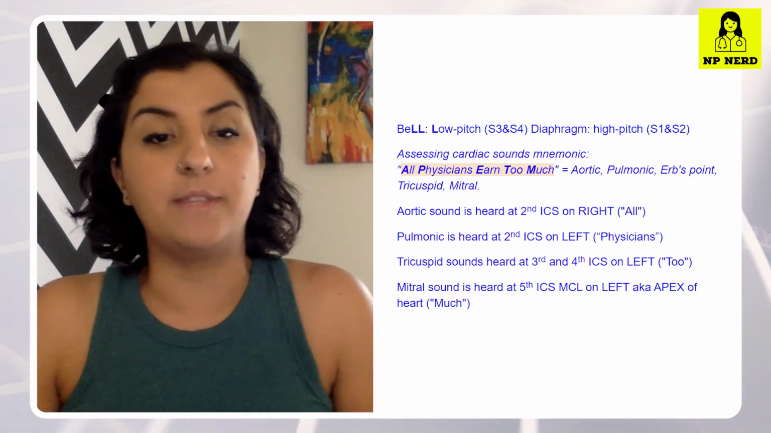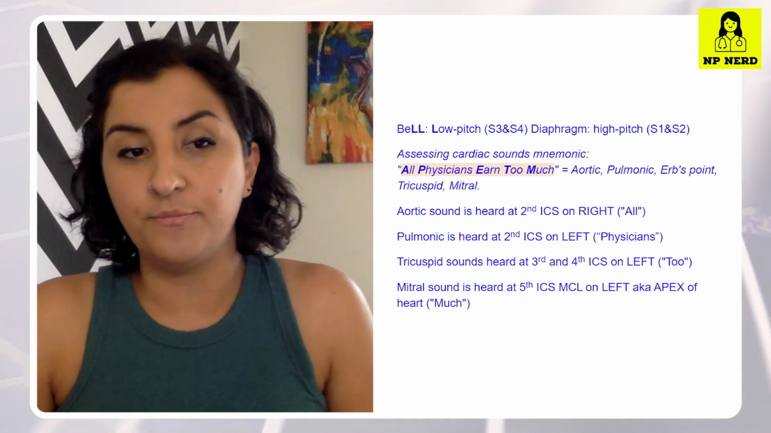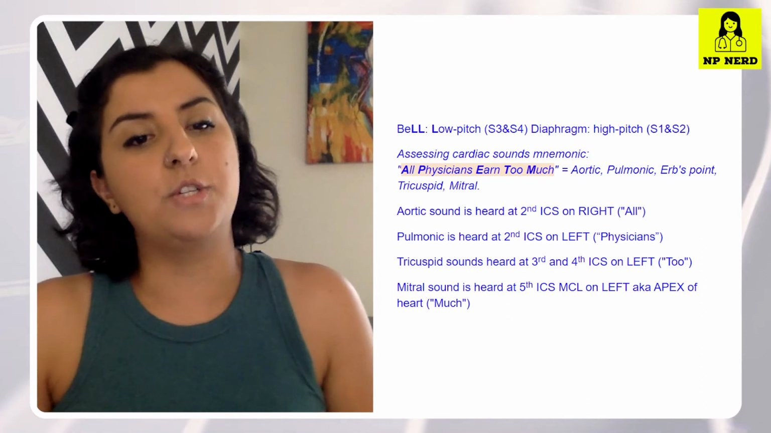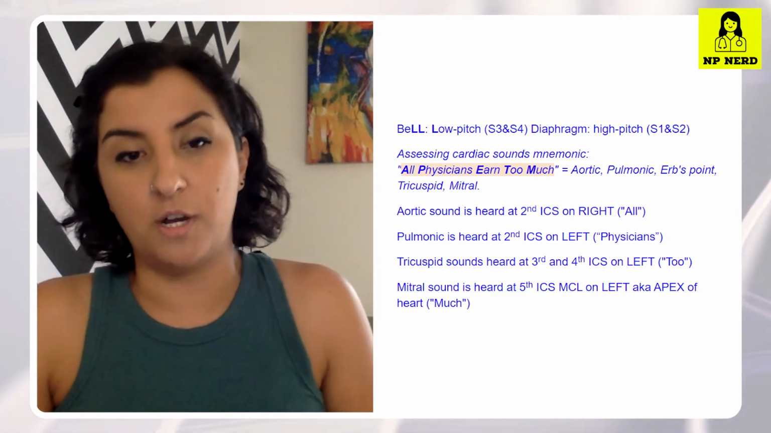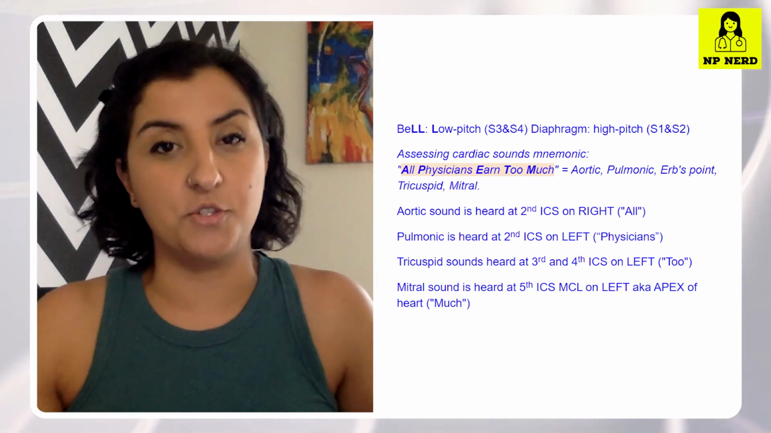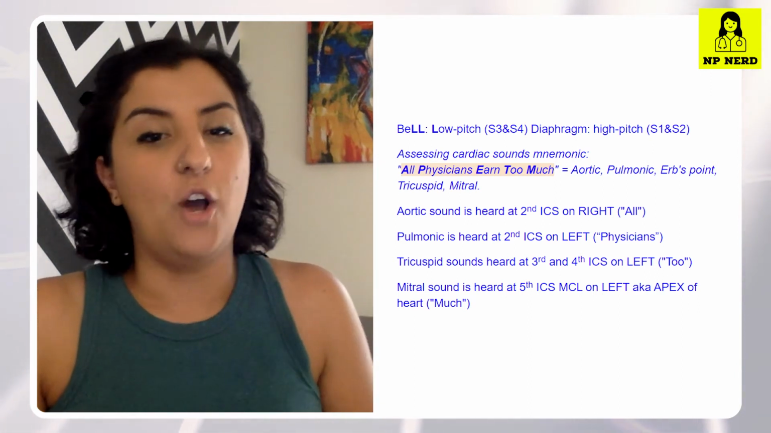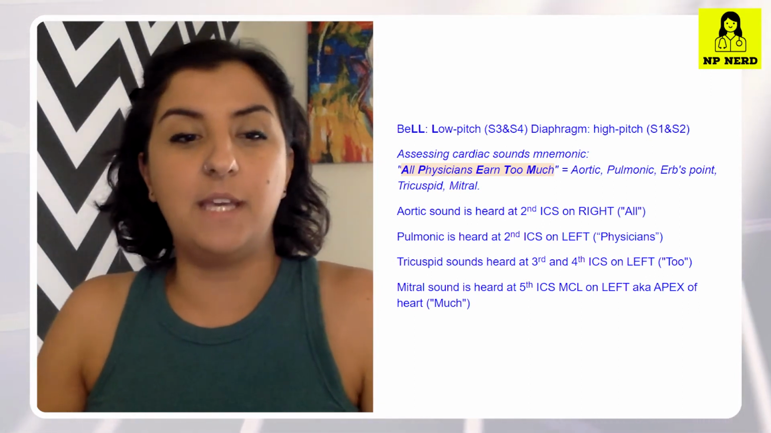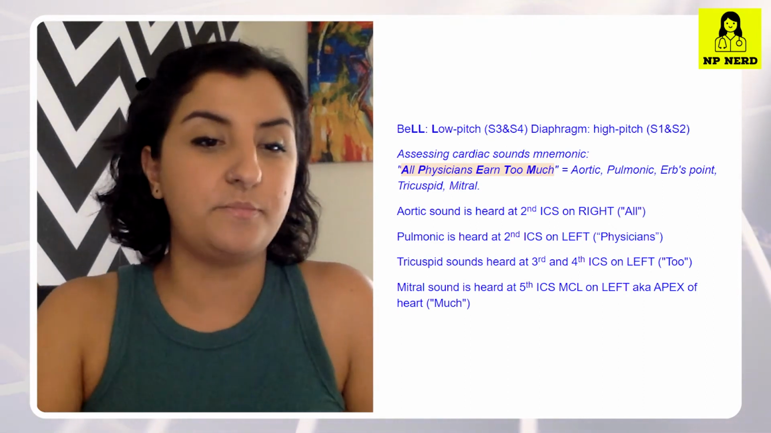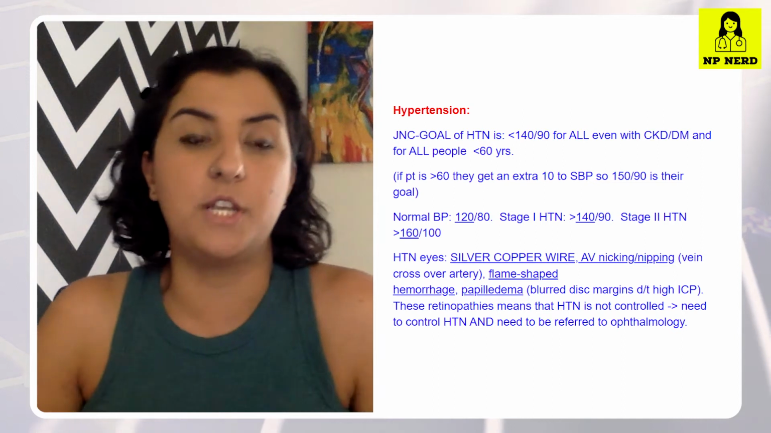Aortic sound is heard at the second intercostal on the right. Pulmonic is heard at the second intercostal on the left. Tricuspid is heard at the third and fourth intercostal on the left. And mitral is heard, you know it from nursing school, fifth intercostal space on the left, and it's AKA the apex of the heart. That's where it's heard.